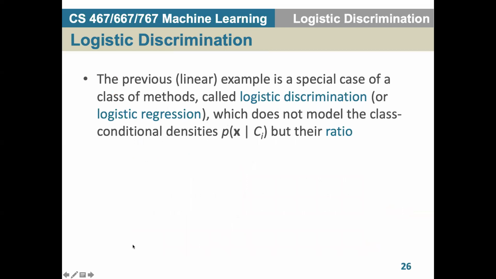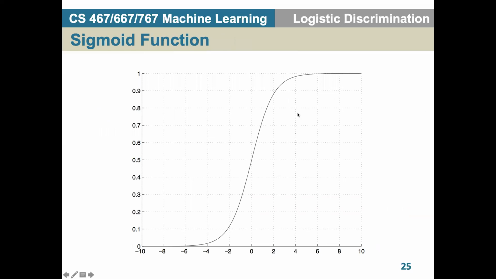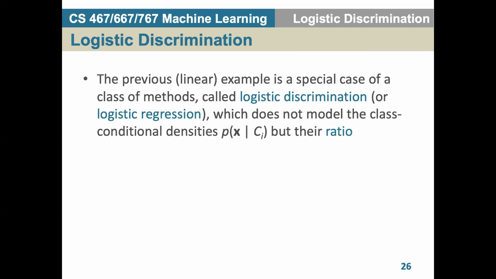So this is actually a special case of a class of methods called logistic regression. They are the same thing. Logistic regression is logistic regression, because we are estimating P1. P1 is kind of like regression, right? But P1 is actually used for classification. So logistic regression is a binary classifier.